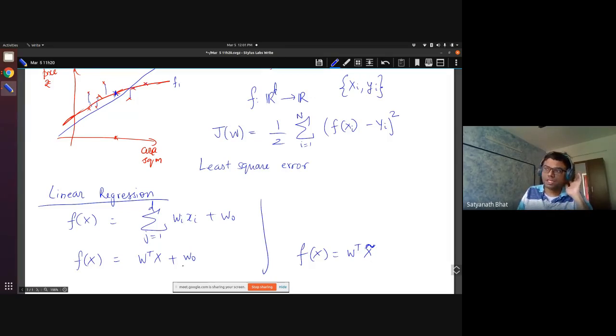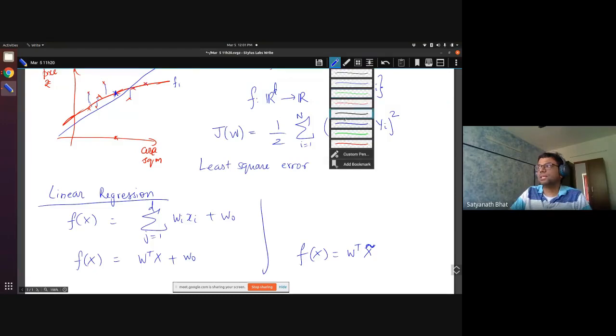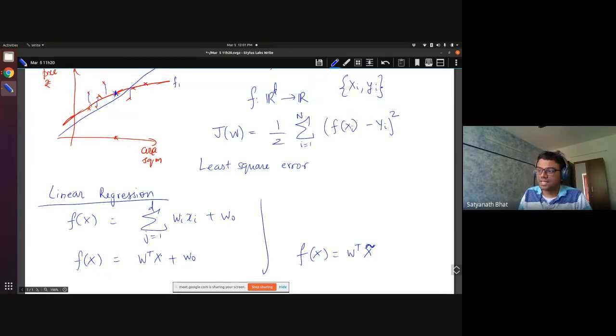So if I am not mentioning w naught, the idea is I am assuming that I am doing the augmented notation. Okay, so don't get confused by these silly things. But the idea is very, very straightforward.